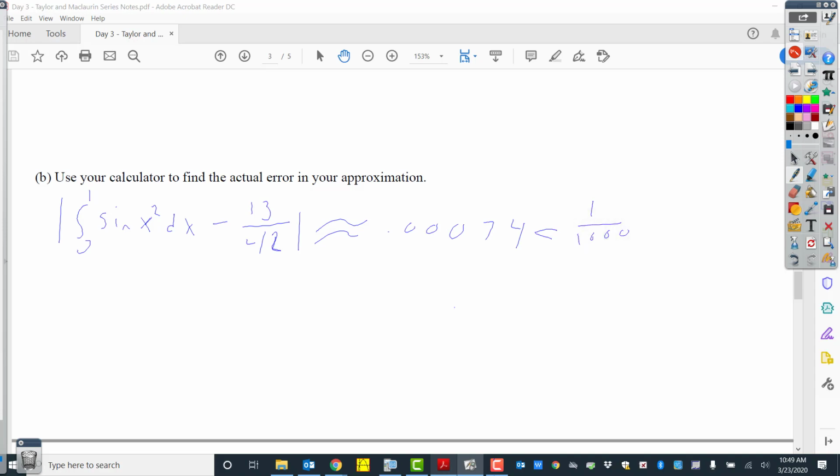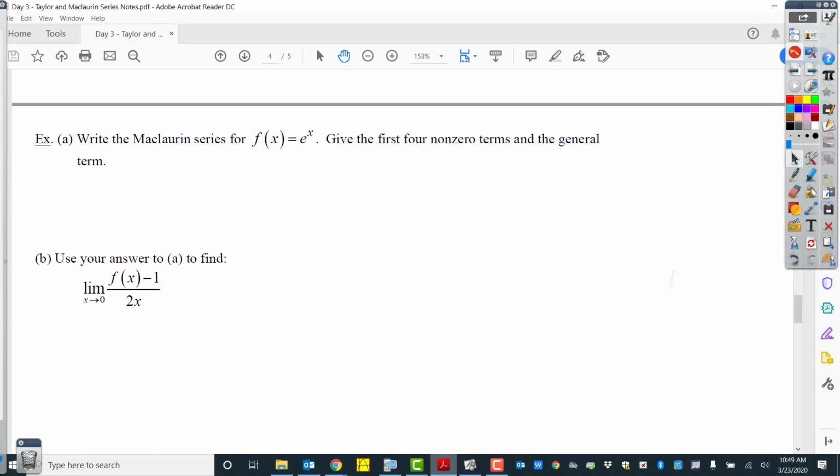Now remember, this only works because it is an alternating series. If this wasn't an alternating series, we wouldn't be able to find this error so easily without a bunch of trial and error. Right? Last problem we're going to look at.